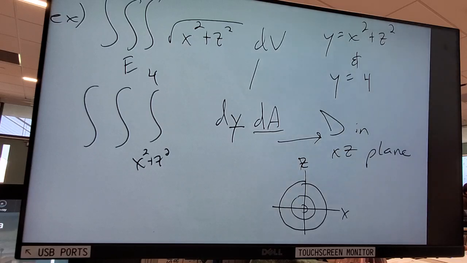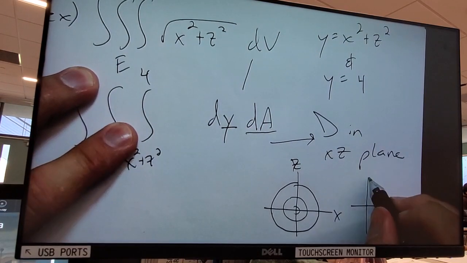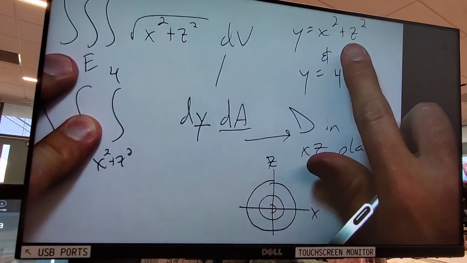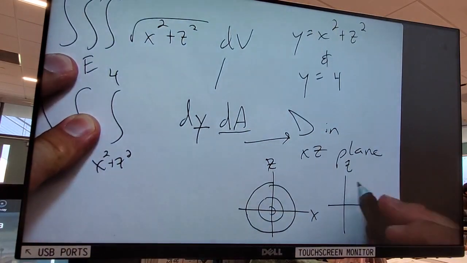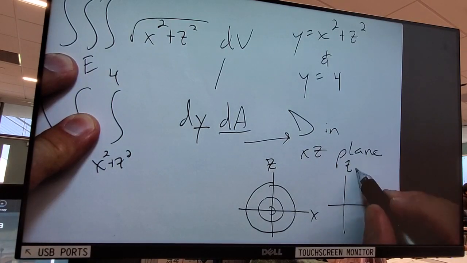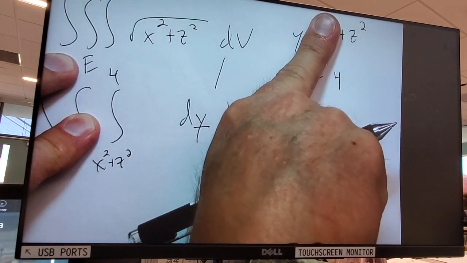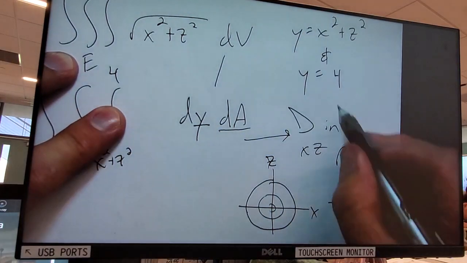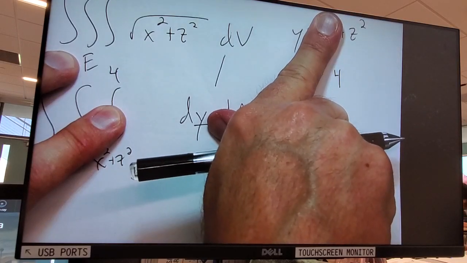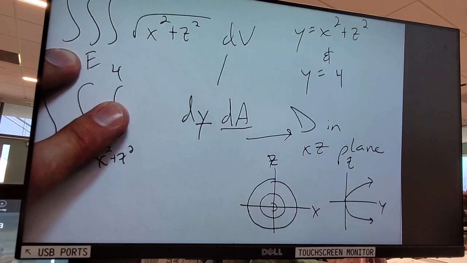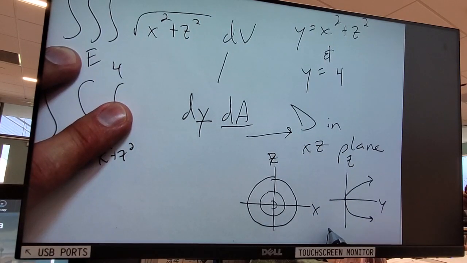So what does it look like in the YZ plane? Parabolas. So I'm just going to draw one to be representative. In the YZ plane itself, it is y equals z squared. And be really careful, what does y equals z squared look like? And in the xy plane, what does it look like? Parabola. Y equals x squared.